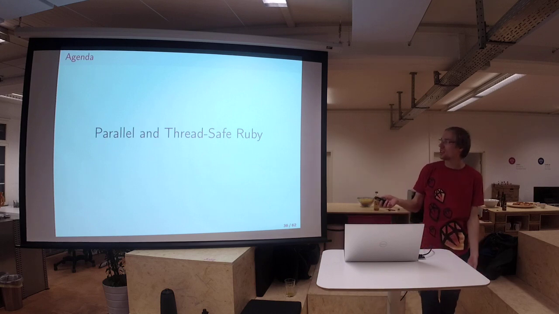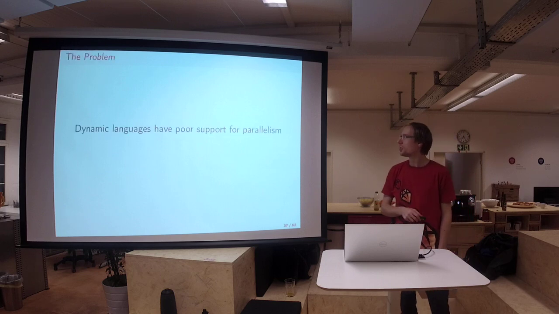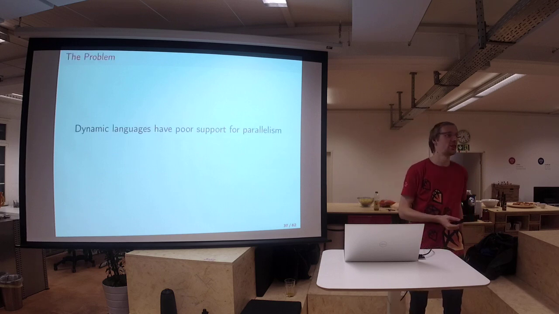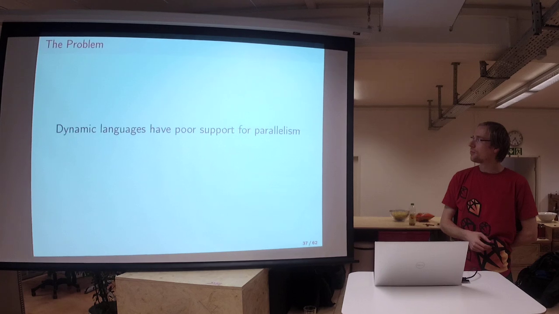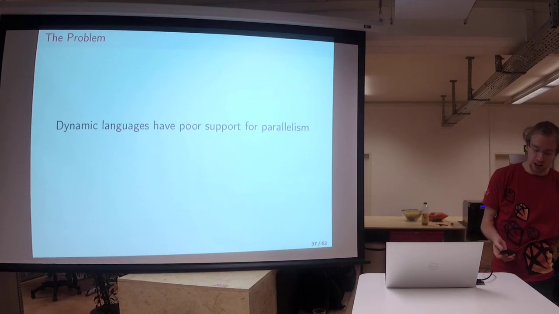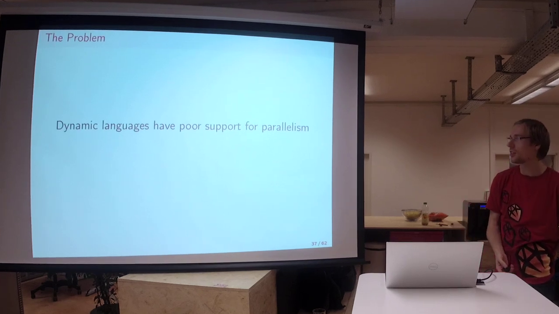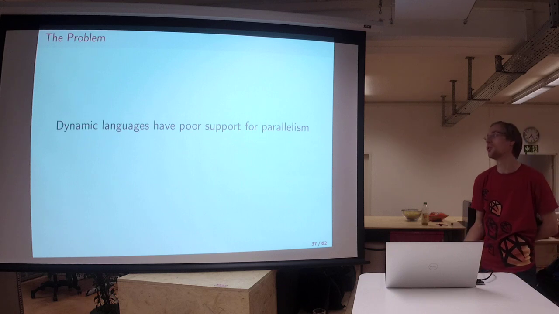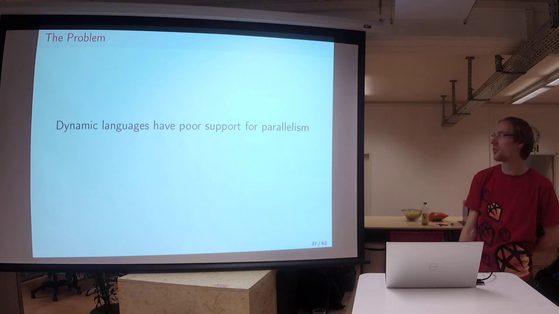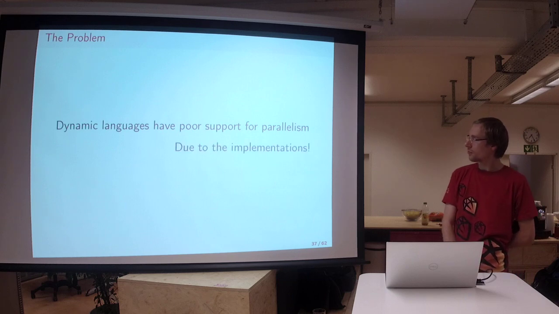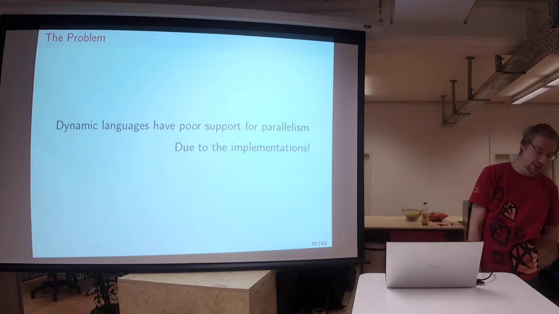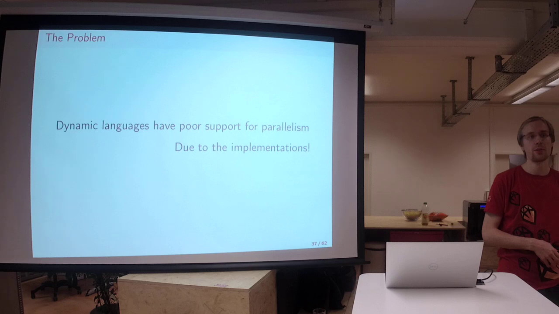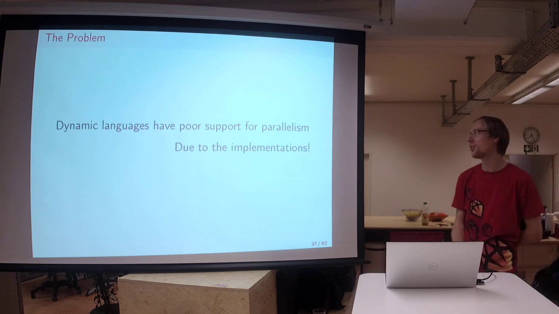So now I want to talk about what I did during my PhD, which is I want to make Ruby and other dynamic languages parallel. The problem I noticed and wanted to work on is that dynamic languages, not just Ruby, have poor support for parallelism. Because again, none of them has really a good solution for it. And often it's not actually due to the languages themselves, it's actually due to the implementation.